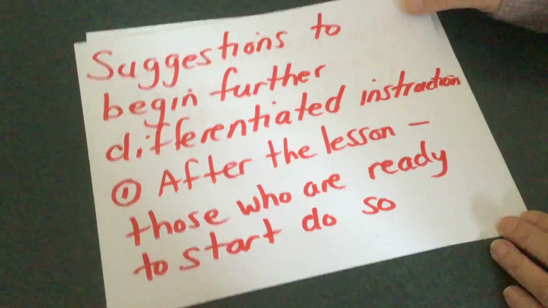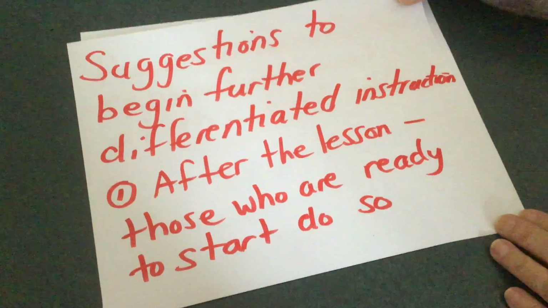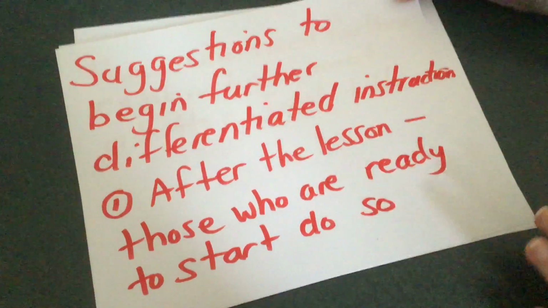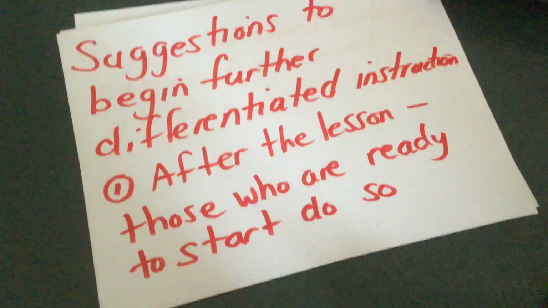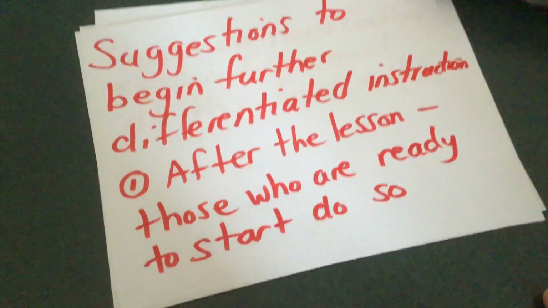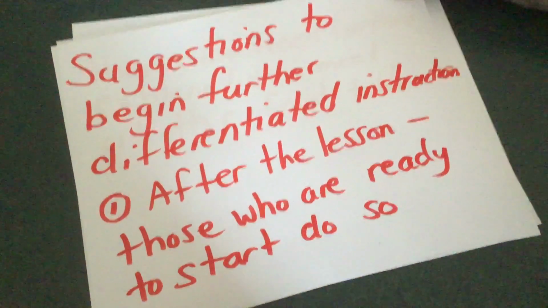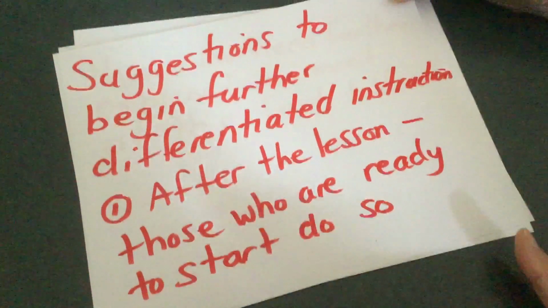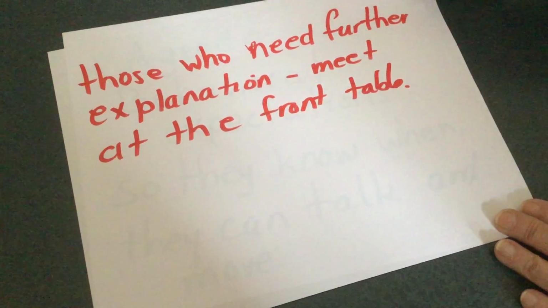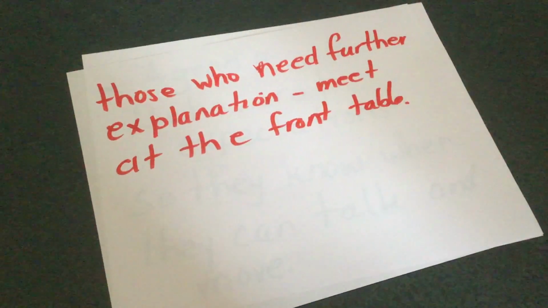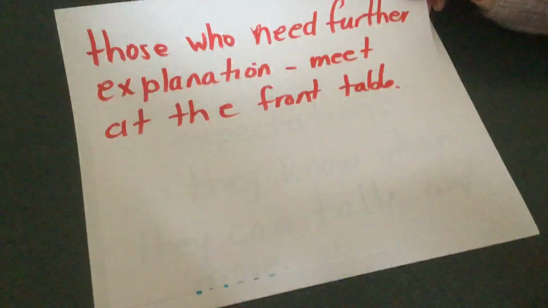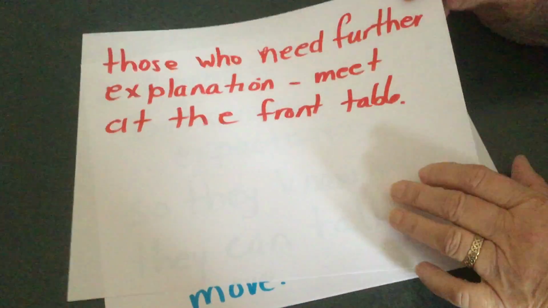Suggestions to begin further differentiated instruction. Just as you're starting out as teachers, one really neat way is after the lesson, and you can do this online or face-to-face, ask those students who are ready to get started to go get started. The people who aren't ready can stay online or in the classroom, can go to another corner and meet with you for further instructions. So you've already differentiated your classroom by those who need further instructions and those who don't.